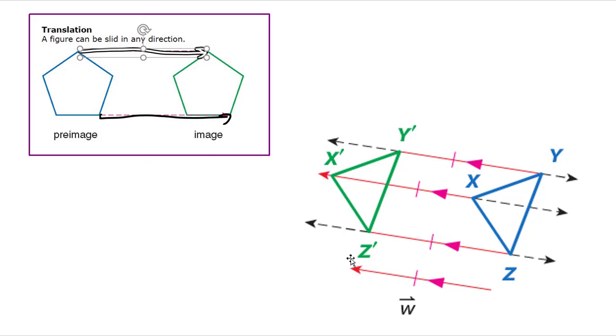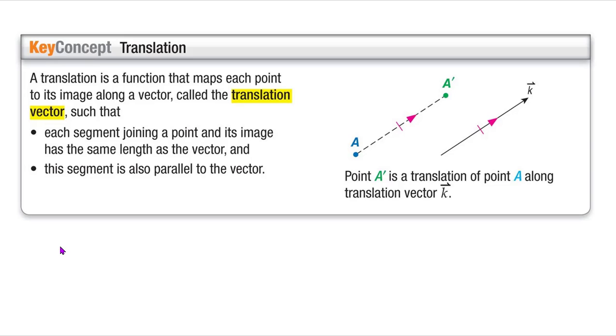So it's going to be moving across a certain distance, in the x direction and the y direction. So, translation. A translation is a function that maps each point to its image along a vector called the translation vector. Each segment joining a point and its image has the same length as the vector. The segment is also parallel to the vector. So, as we're going from A to A prime, you go across some vector. Well, that vector, like I just talked about, is parallel and the same length.